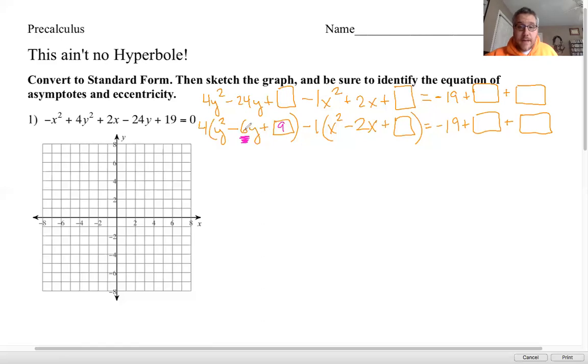Okay, again, you cut this in half. Half of 6 is 3, and then 3 squared is 9. But we have to balance it on the right side of the equation, okay? We just plop down a 9, but it's not really just 9. It's getting magnified by the 4 that we factored out. So we really have to put 4 times 9 on the right side of the equation.